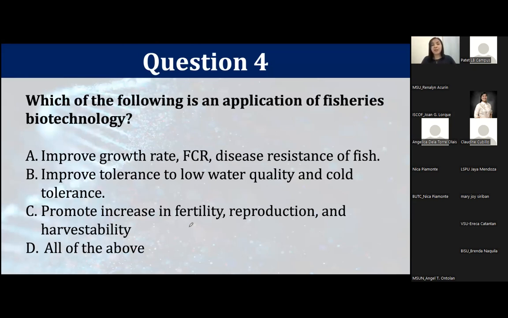Question number 4. Which of the following is an application of fisheries biotechnology? Letter A, improved growth rate, FCR, or feed conversion ratio, disease resistance of fish. Letter B, improve tolerance to low water quality and cold tolerance. C, promote increase in fertility, reproduction, and promote harvestability. D, all of the above. So what is your answer?